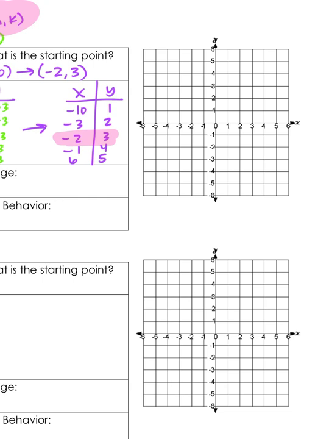So let's see. -10, 1, that's going to be further out, so I'm not going to do that one. I'm going to do -3, 2; -2, 3; -1, 4; and 6, 5. So it's going to be something like that as our new graph.